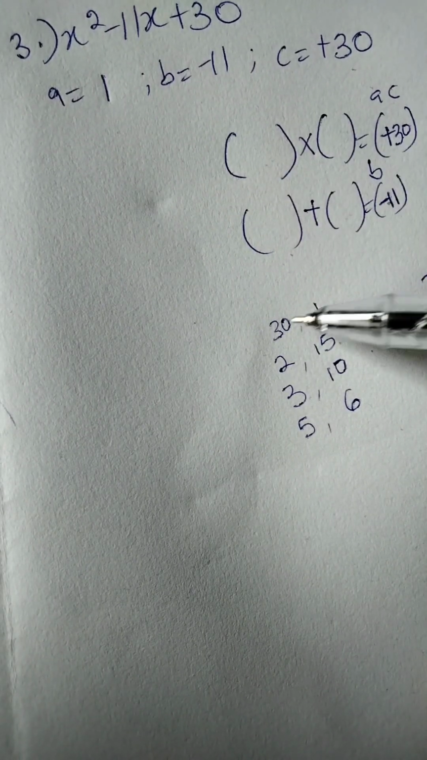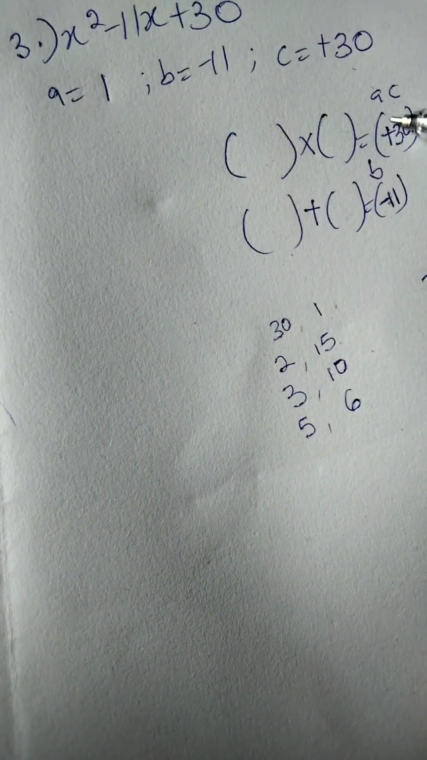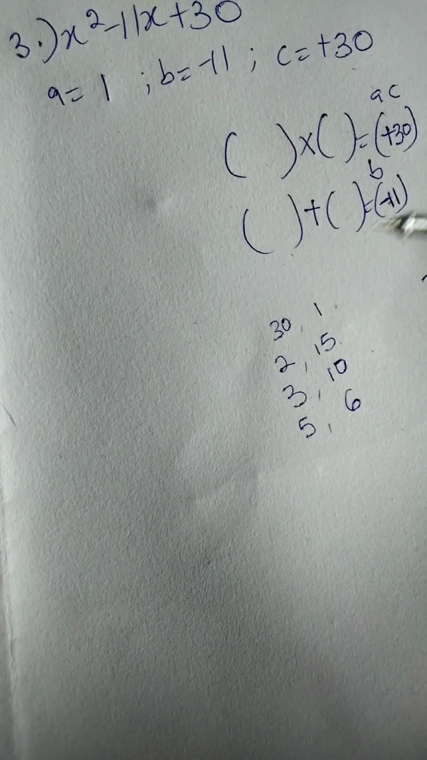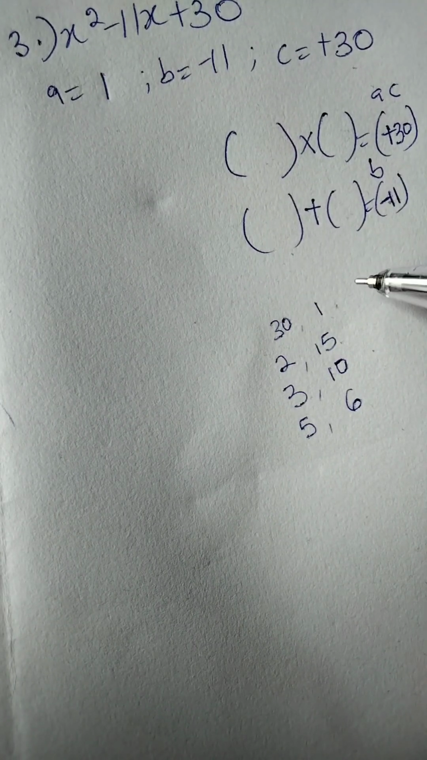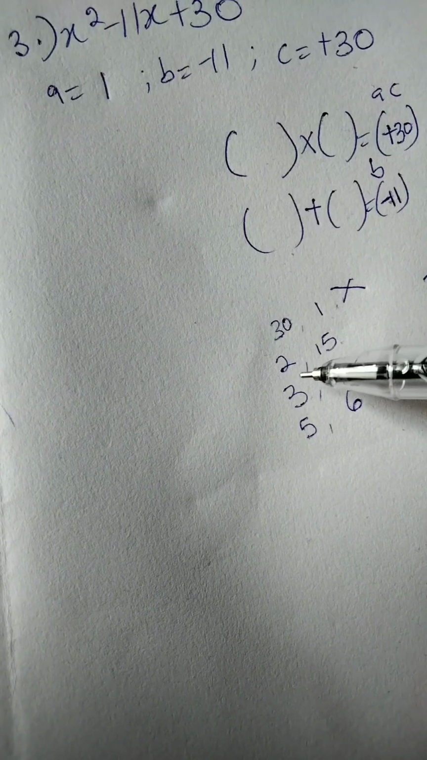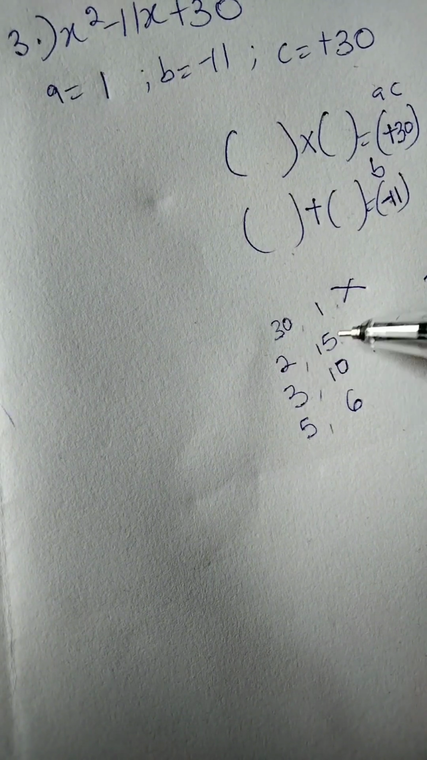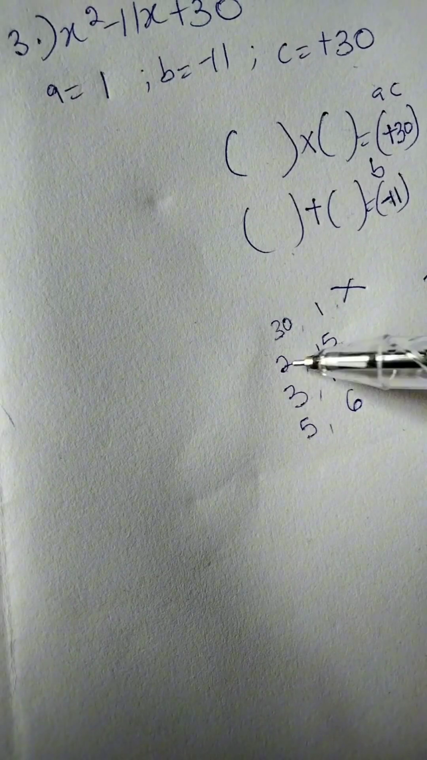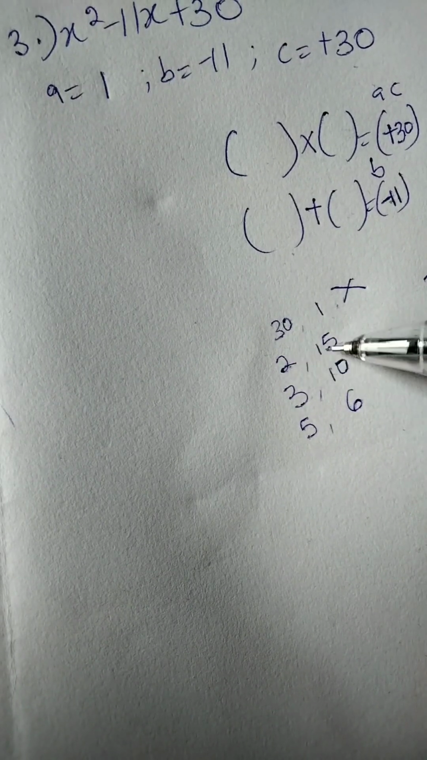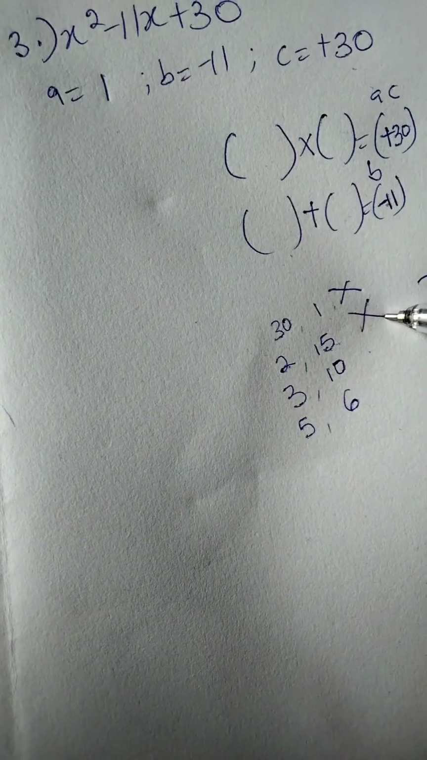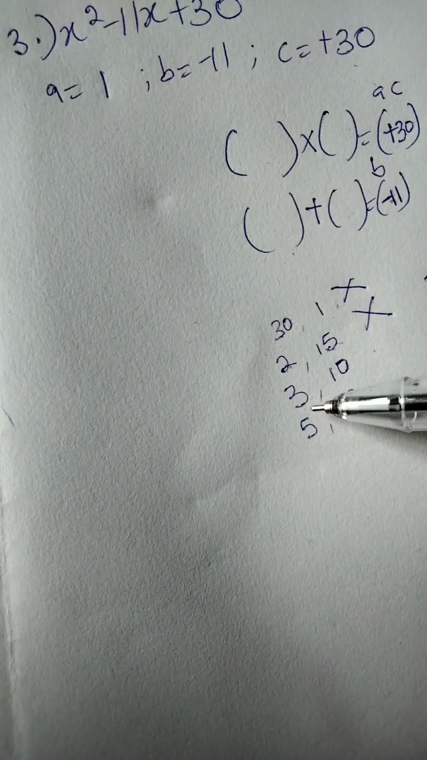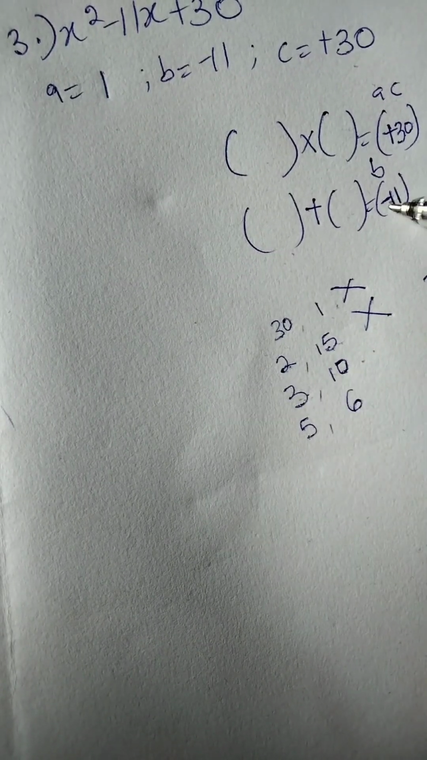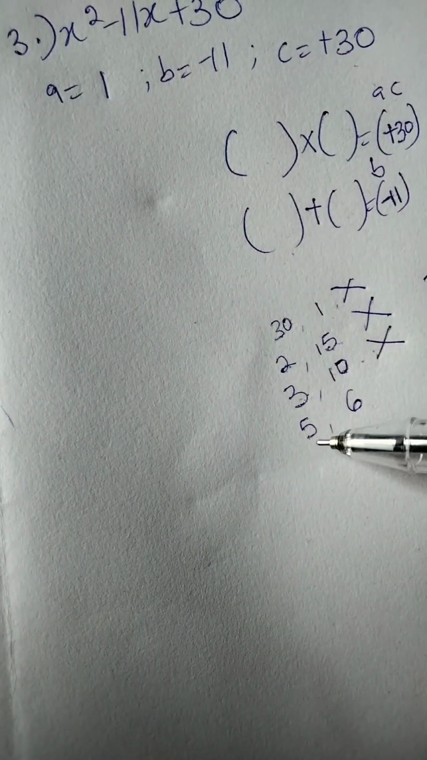Alright, so let's consider 30 and 1. Yes, 30 times 1 will give us 30, but there's no way we can add or subtract 30 to 1 that can ever give us 11. So we know automatically that it cannot be this pair. Let's look at the second pair, 2 and 15. Yes, 2 times 15 will give us 30, but there's no addition or subtraction we can do to 2 and 15 to get 11. So it's out of consideration. Let's also look at 3 and 10. Is there any way we can add 3 to 10 or 10 to 3 to give us 11? No.